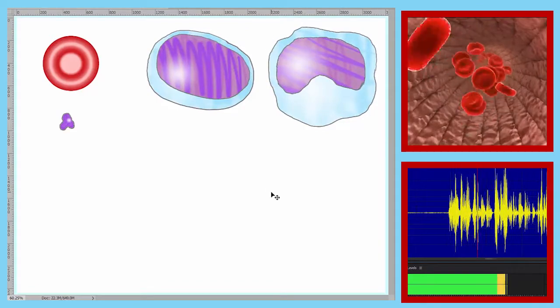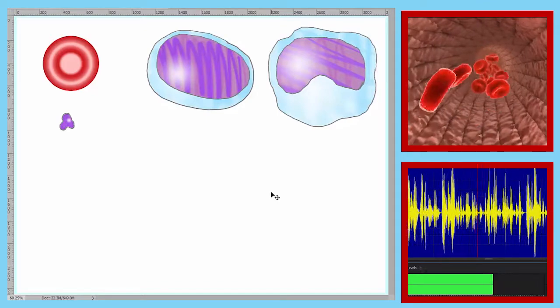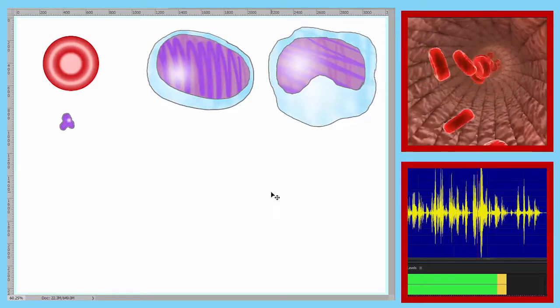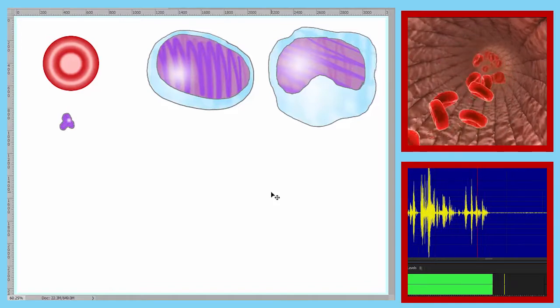So shown here is our next formed element. This is the largest of the formed elements. It's much larger than our red disc. Let's look at our next formed element, our fifth formed element.